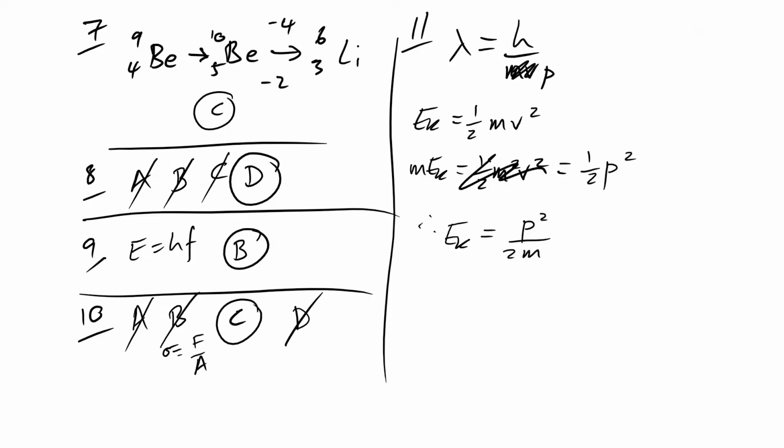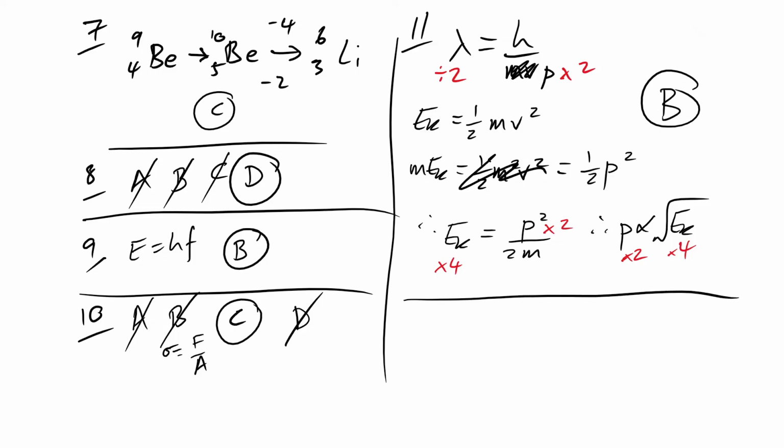I've just rearranged that. So if the kinetic energy is going up by times 4, then that means that the momentum has gone up by times 2. So if p doubles, then the EK quadruples, or we can think of it in terms of p is proportional to the square root of the kinetic energy. Maybe that would be even better. So if that's going up by times 4, momentum is going up by times 2. So if the momentum is going up by times 2, then that means that the wavelength is halving. So therefore it has to be B. Not as easy as it first appears.